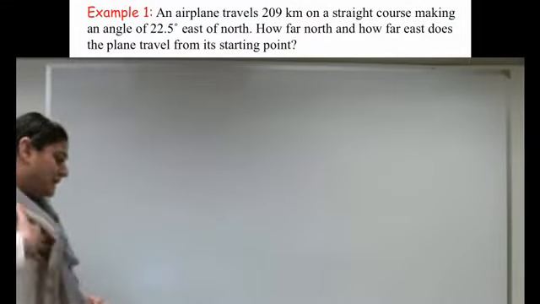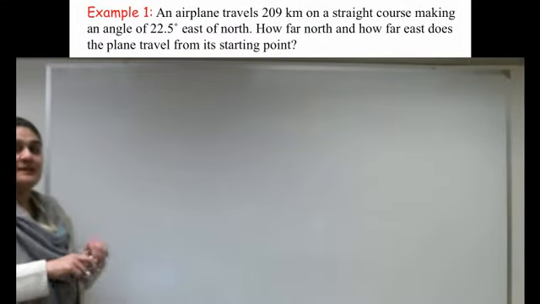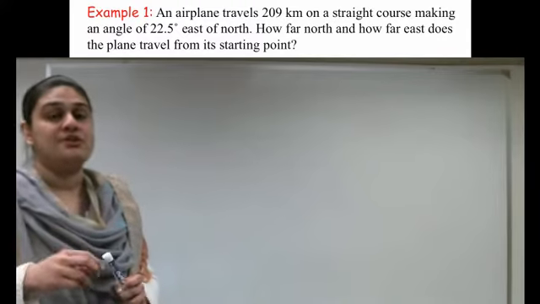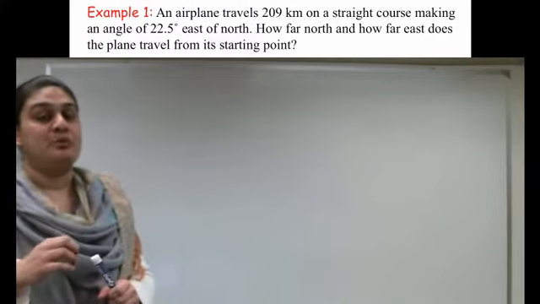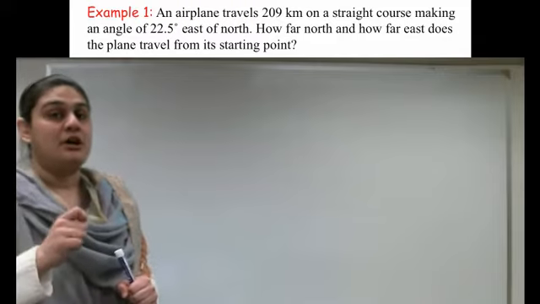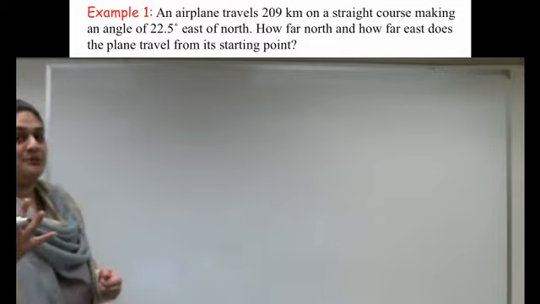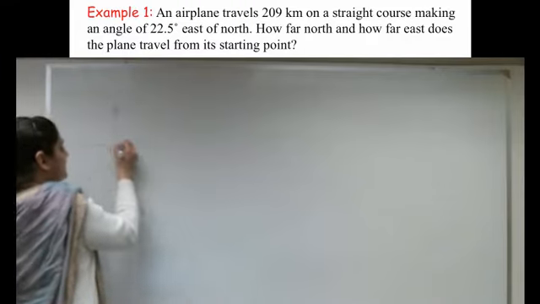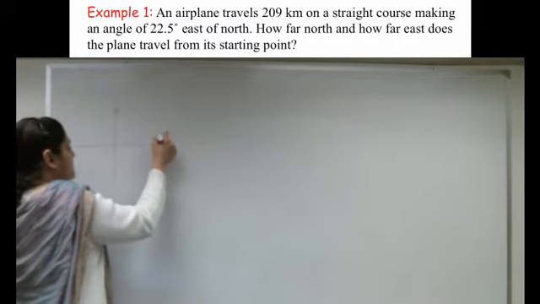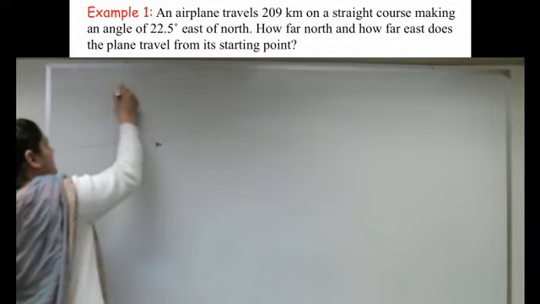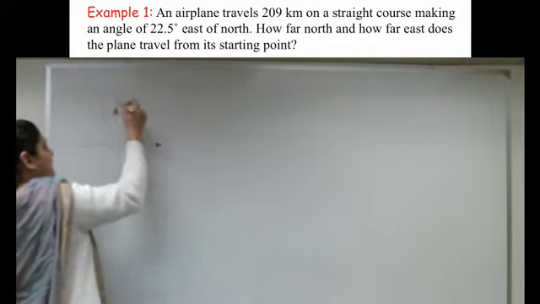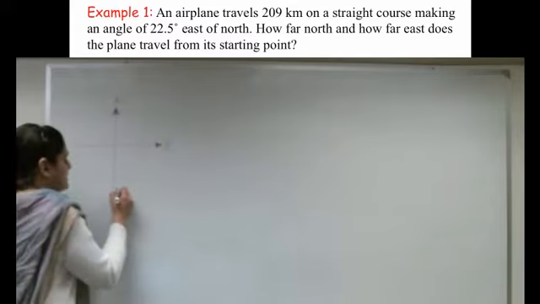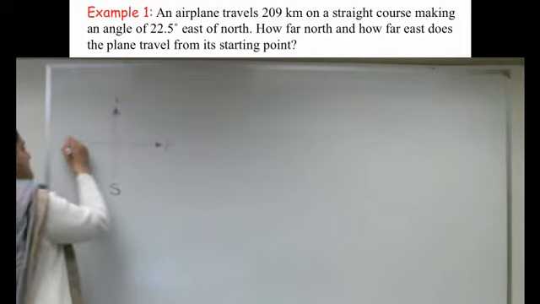So now, here's a very interesting problem. It's saying that an airplane travels 209 kilometers on a straight course, making an angle of 22.5 degrees east of north. So first of all, we need to be able to define what our coordinate systems are. In general, people always define north and east, which in turn means that my south is here and my west is here.